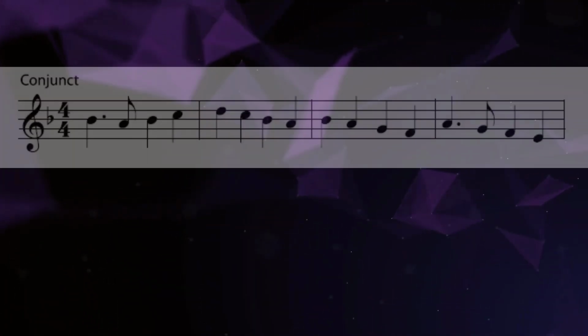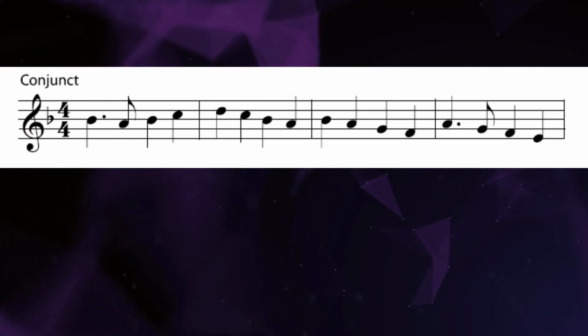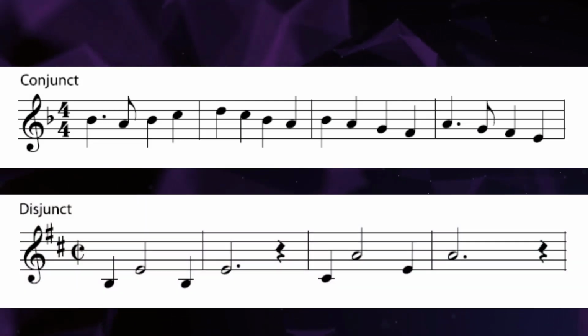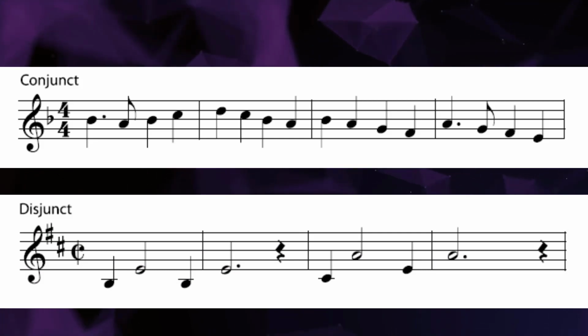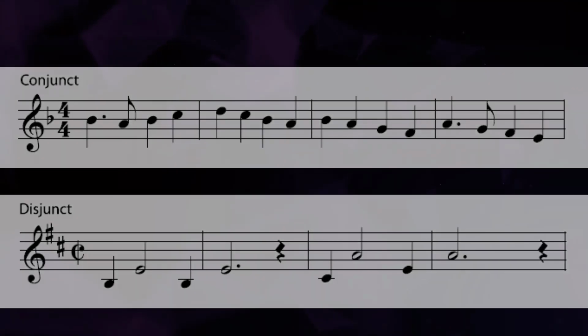Melody is defined as a series of tones that move stepwise or by intervals and contribute to a recognizable whole. Melodies are classified as either conjunct or disjunct. A conjunct melody is one that moves predominantly by steps. Disjunct melodies move mainly by leaps. A leap is any movement up or down that is not on the adjacent note.